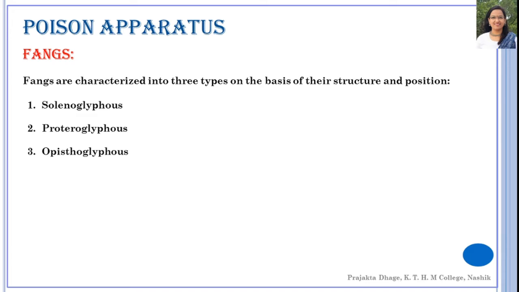So let's first talk about Solenoglyphous fangs. These are seen in vipers and rattlesnakes. In front of each maxilla, a large functional fang arises. The base of these fangs is covered by a sheath containing a few reserve and developing fangs. Solenoglyphous fangs are movable. When not in use, they are turned inside to lie close to the roof of the mouth. A hollow poison canal runs through the fang and opens at its tip. This canal is lined with enamel.